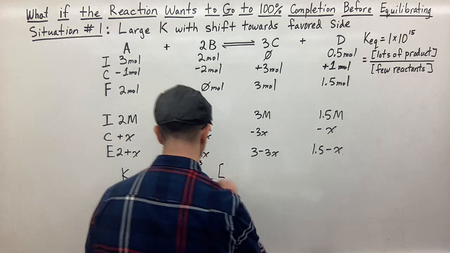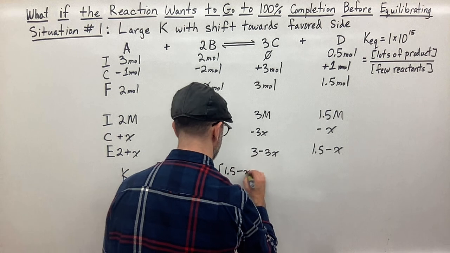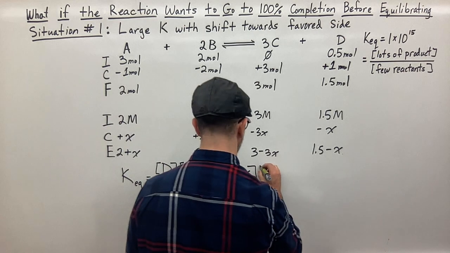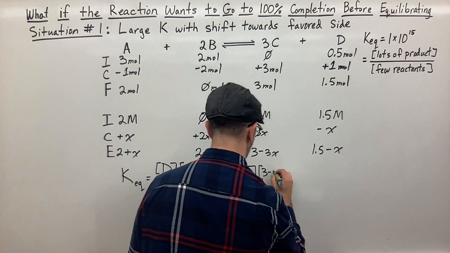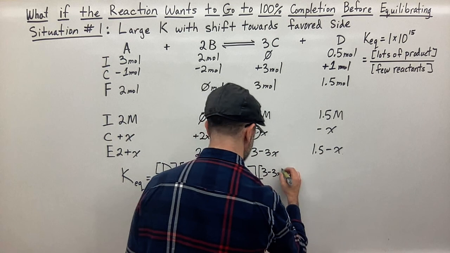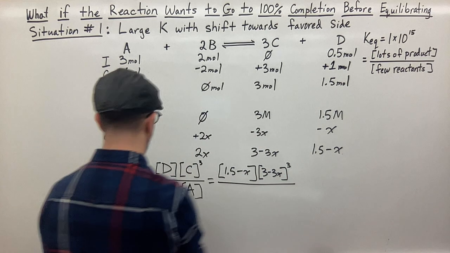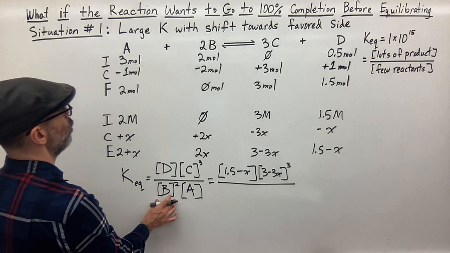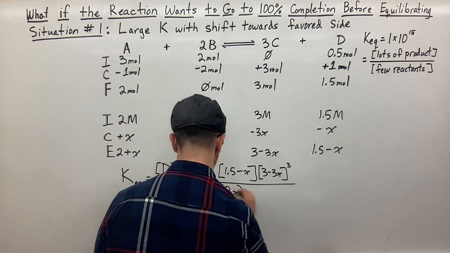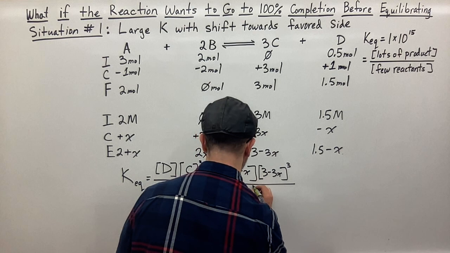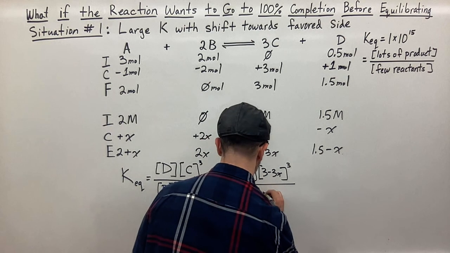So now D is 1.5 minus X multiplied by C, which is 3 minus 3X cubed, over B, which is going to be 2X squared, and multiplied by A, which is 2 plus X.